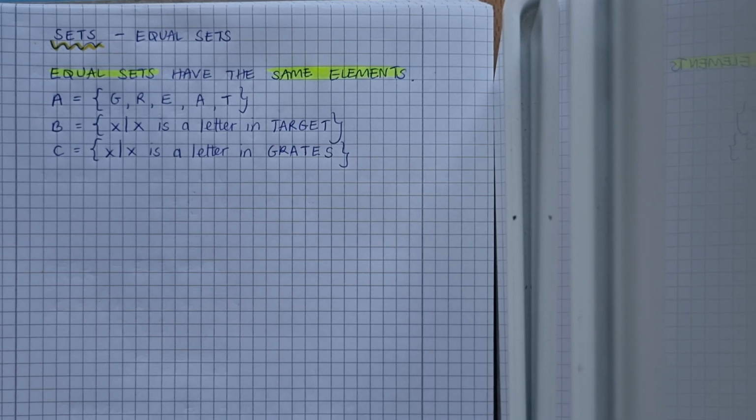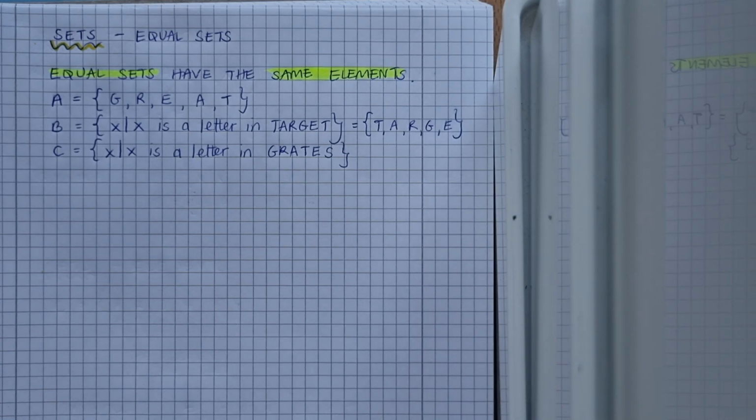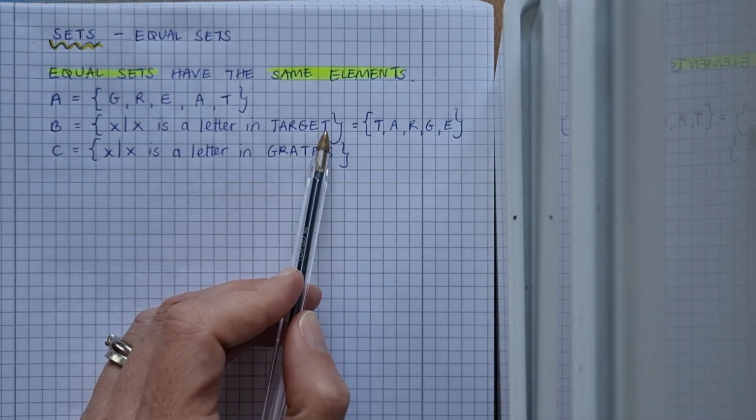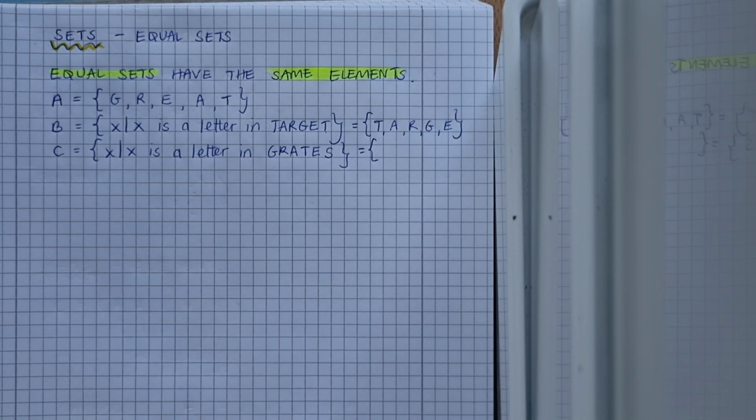Okay, so like I said, A is already there. B is T, A, R, G, E. Notice I didn't repeat anything, so that last T doesn't get written in again. Now the C set. And now if I want to see which sets are equal, I'll compare them and see which ones have the exact same elements.